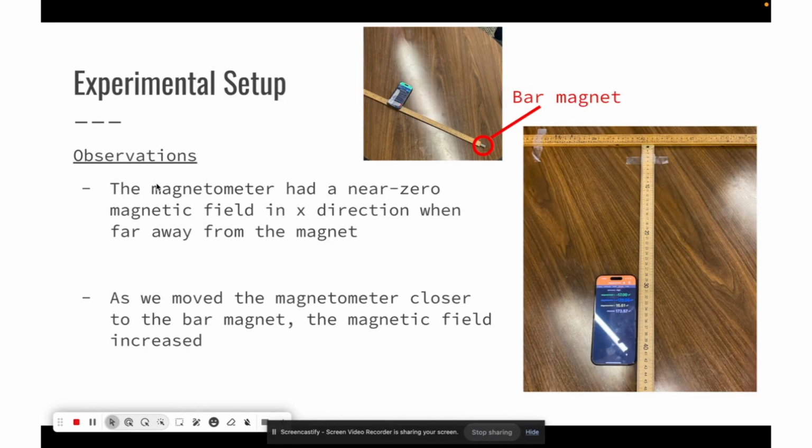The experimental setup. I'll show you the photos first. We have 2 meter sticks, and the bar magnet is right here, which would be around here in this photo. And we set up the phone with the magnetometer right there. It had a near zero magnetic field in the x direction when far away from the magnet, which is how we corrected for the Earth's field. And as we move the magnetometer closer to the bar magnet, the magnetic field increased as it should.